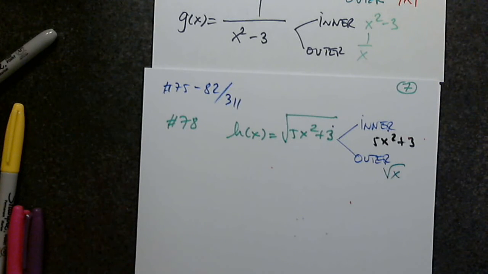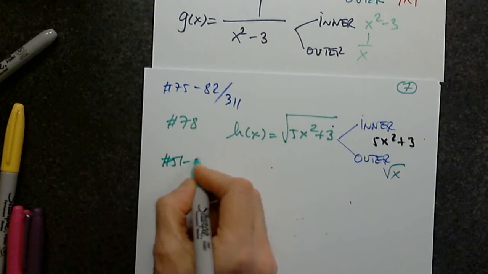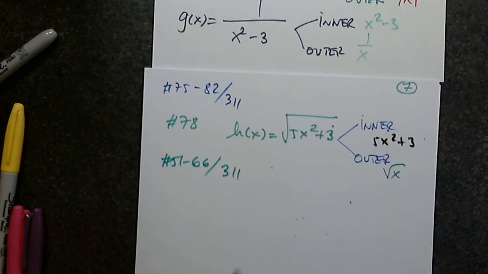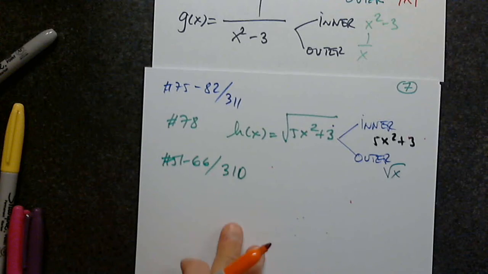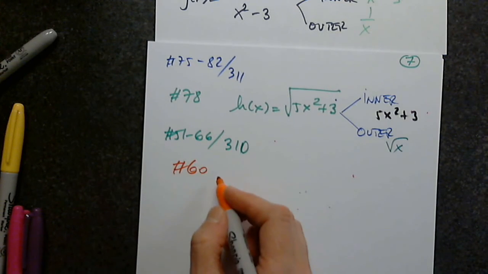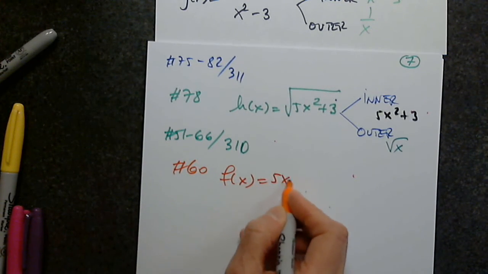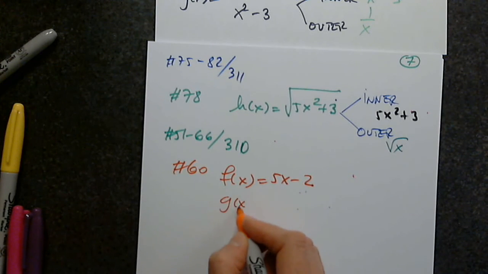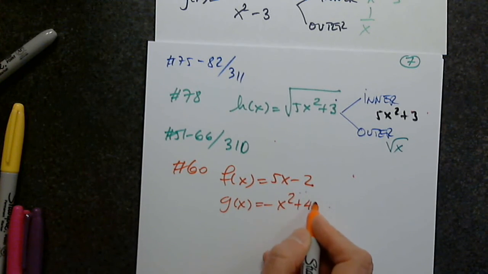Okay, so let's choose 2 functions. Choose any 2 functions you want from 51 through 66. Same page, 310, I'm sorry. We're given 2 functions and we will be asked to find the function composition. 60 is a good one. So 60, we are given f of x, which is 5x minus 2. And we are given g of x, which is negative x squared plus 4x minus 1.